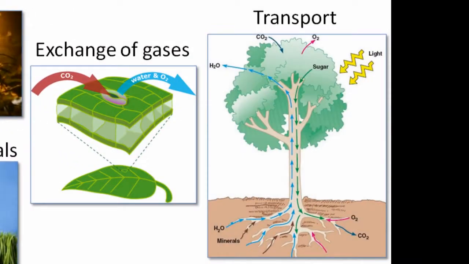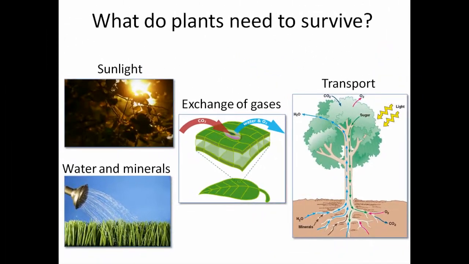And they also need the ability to transport water from the roots all the way to the tops of the trees and into the leaves. And then the leaves need to be able to transport sugar to the parts of the tree that are growing and to all the cells that need energy to stay alive. So those are the things that plants need to survive.